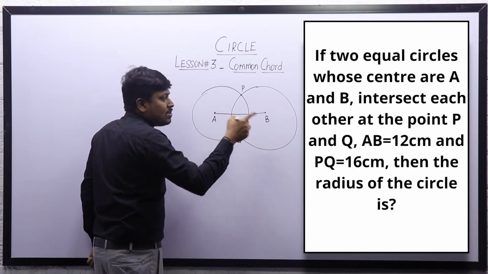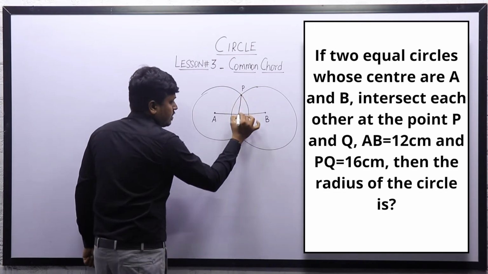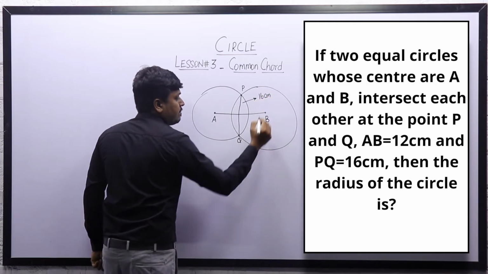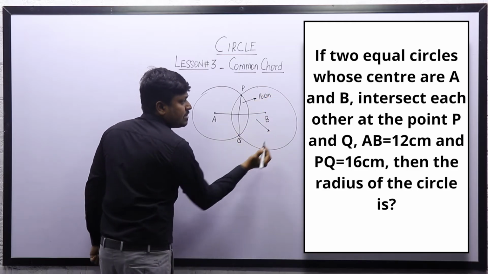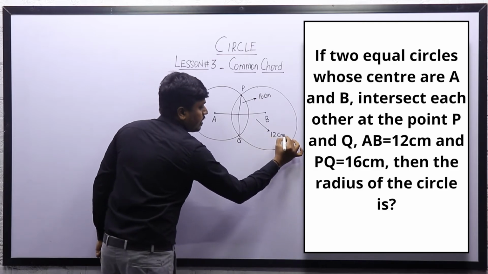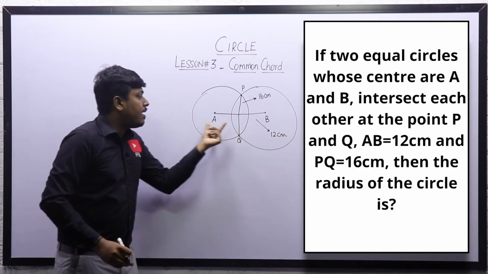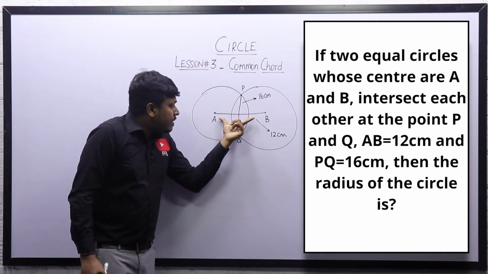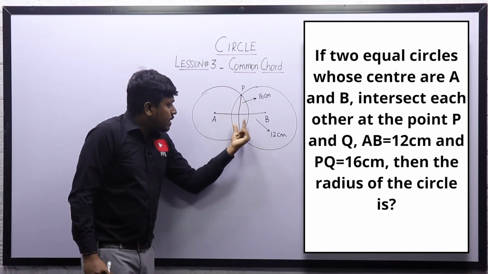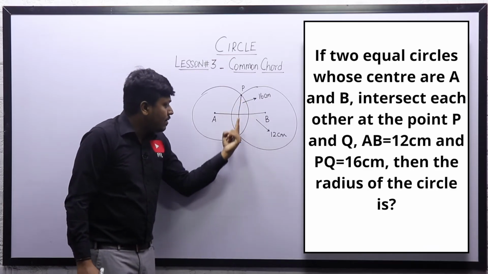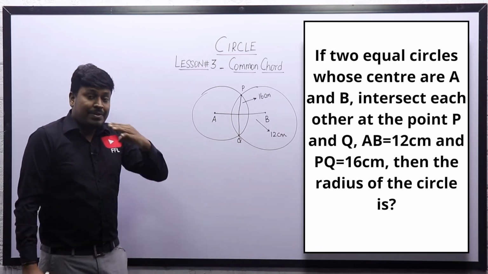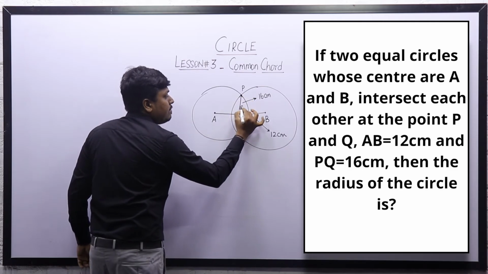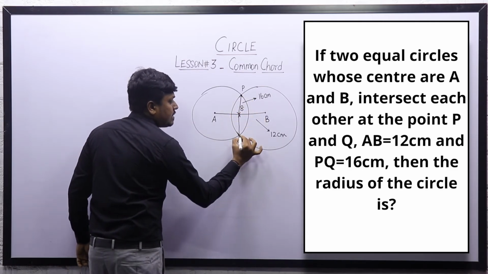And the PQ length is also given, that is 16 centimeters. So this total distance is 16 centimeters. And similarly, this total distance is how many centimeters? 12 centimeters. So just listen carefully, both the circles are equal in length, that is equal diameter. And now this line separates the chord into two equal halves. So the total length of the chord is 16 centimeters. If it separates into two equal parts, then we can say that this distance will be 8 centimeters and this distance will be another 8 centimeters.